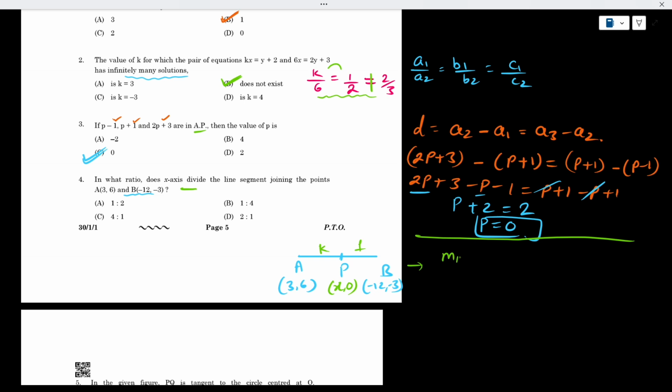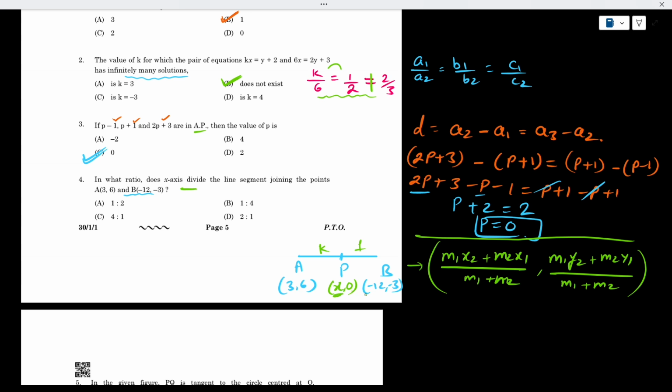What is the section formula? M1 x2 plus M2 x1 by M1 plus M2. That is your x coordinate, right? And the y coordinate is going to be M1 y2 plus M2 y1 by M1 plus M2. This is your y coordinate. Now what are you going to compare? Because x is unknown and the ratio is also unknown, you need to compare the y coordinate.